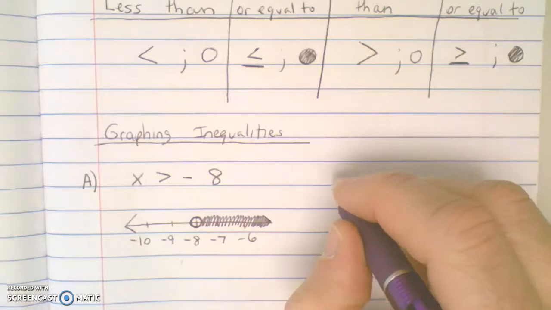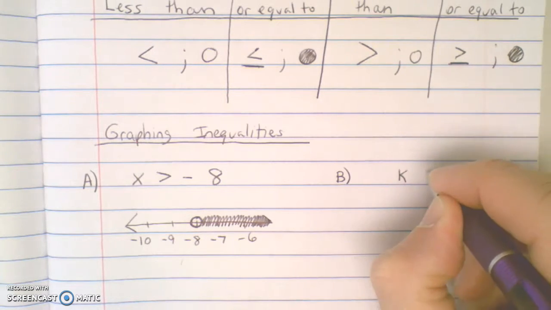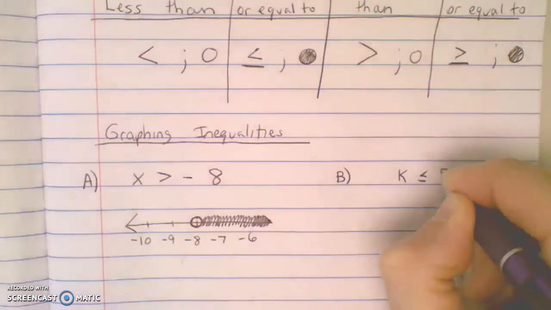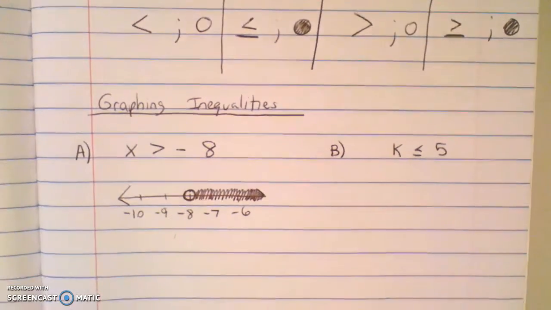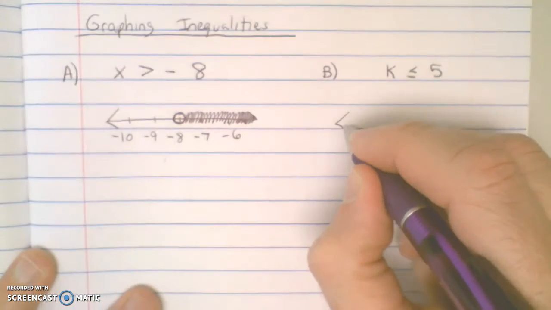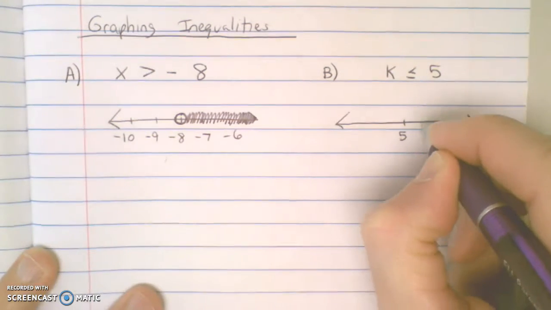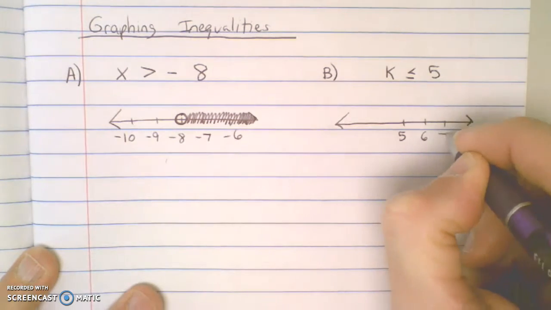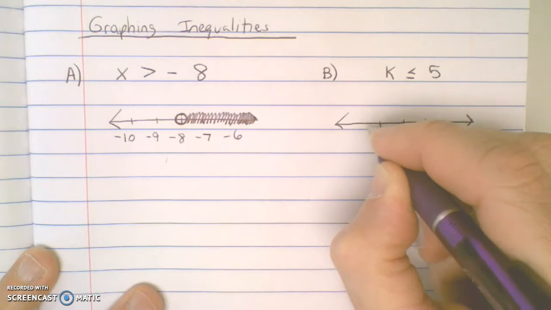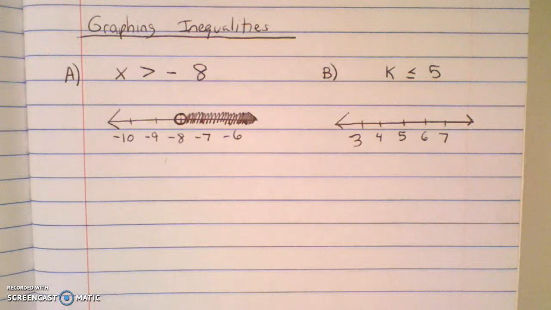Let's look at another example. Let's say I want to graph k is less than or equal to 5. So I'm going to do the same thing where I create a number line. I'm going to put 5 in the middle and then build around it. So 5, 6, 7 to the right, and then 4 and 3 to the left. You want to put your numbers in order from least to greatest when you're using your number line.